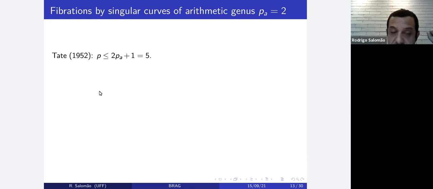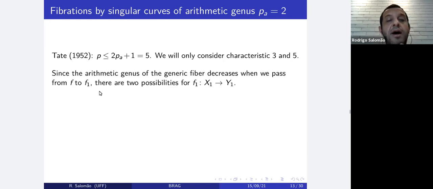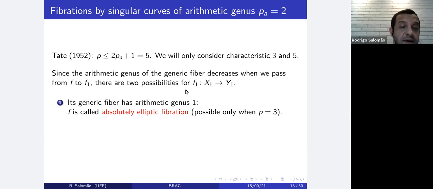So it's important here to note that the arithmetic genus of the generic fiber of the fibration F is bigger than the arithmetic genus of the generic fiber of its smoothing. And therefore, we have two possibilities here. Since here it is 2, the arithmetic genus of the generic fiber of the smoothing must be equal to one or zero. Okay, in the case where it is equal to one, we call F an absolutely elliptic fibration, and it is possible just when the characteristic is equal to three.